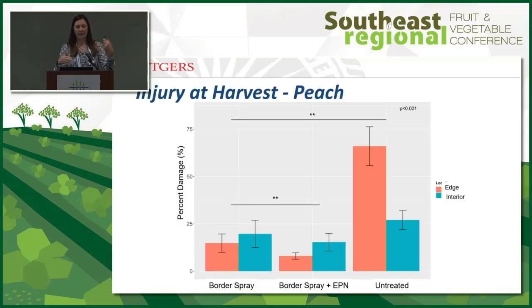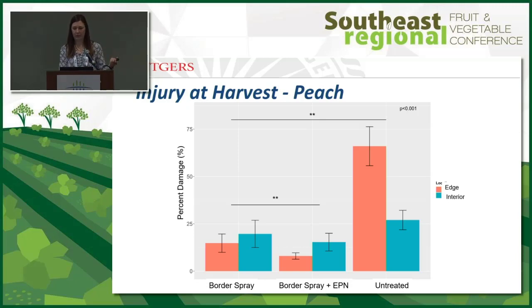When we look at that by location in the orchard, we can also see that our border spray alone worked significantly better than our untreated controls. Most of our injury occurs at the edge, but we still have pretty high injury in the middle of our orchards. And again, these are 5-acre blocks. In our border spray plus nematode treatment, we did have increased injury on the interior, but that's because we were not applying any insecticides to control plum curculio on the interior of those orchards.